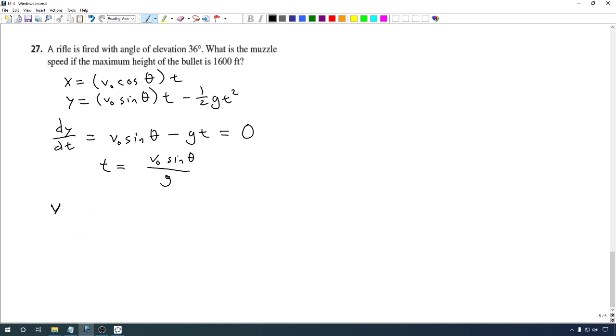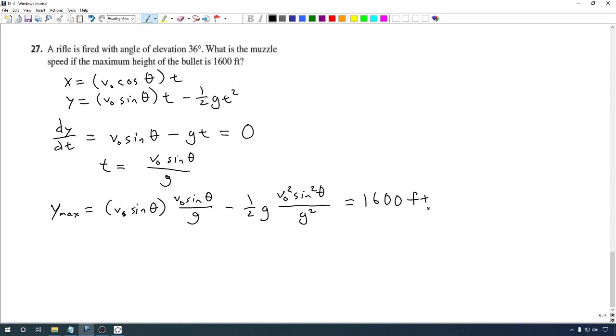So our y at max is v naught sine theta times this t value of v naught sine theta over g, minus 1/2 g times the square of v naught sine theta over g. And that value is supposed to be 1,600 feet. Now this looks kind of a mess, but keep in mind g is a constant, and sine of 36 degrees is a constant. We're solving this equation for v naught.